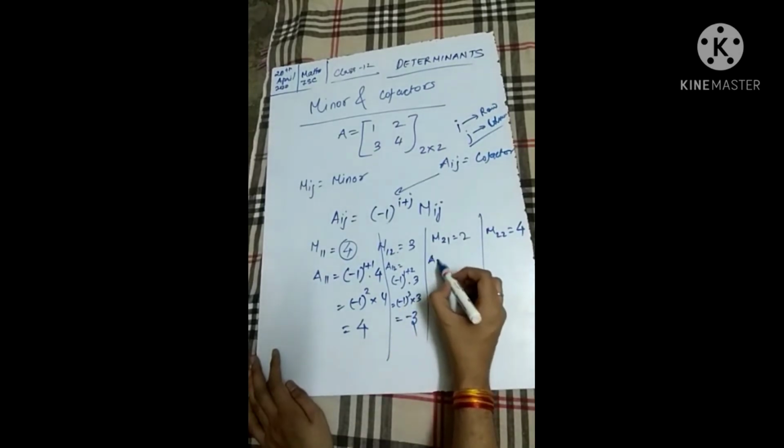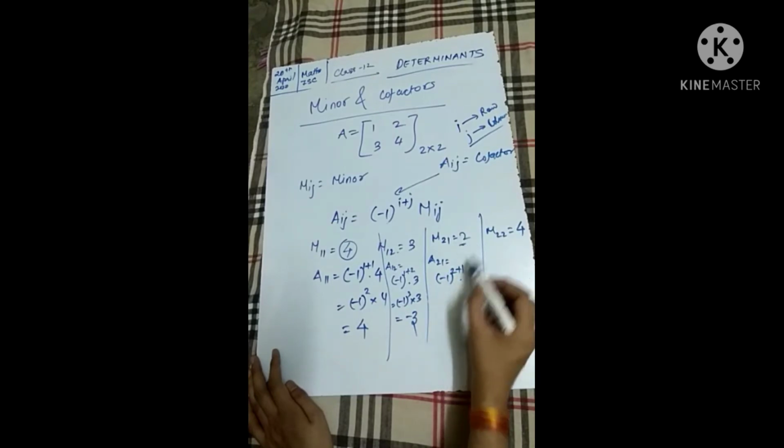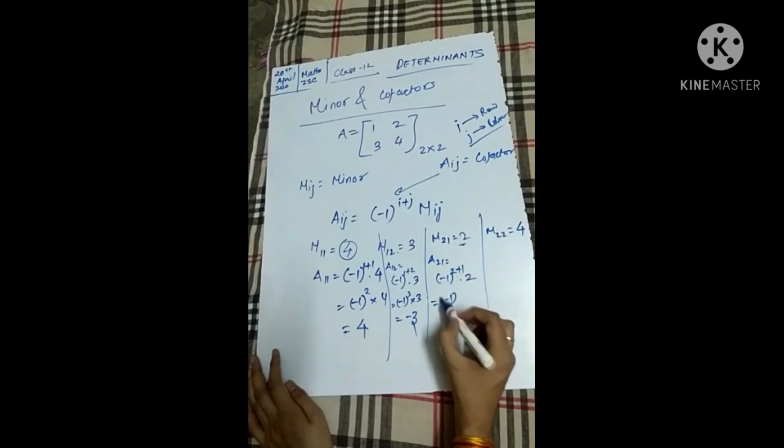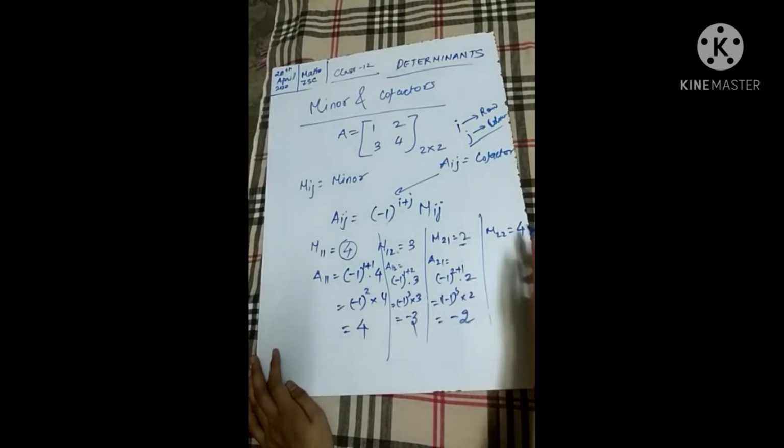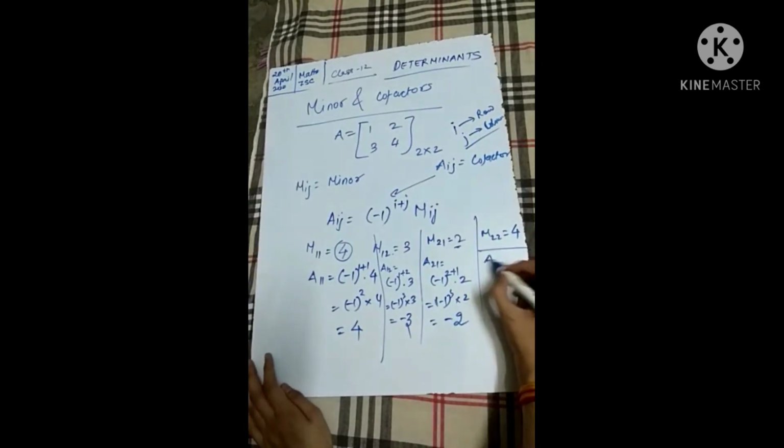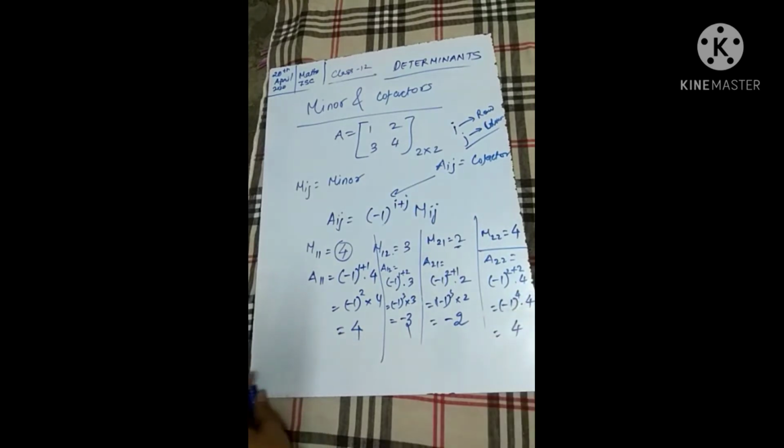Okay, similarly m21 will be what? Minus 1 to the power 2 plus 1. This 1 is 2 cube into 2. This will give you minus of 2. And m22 will give you what? a22, which is minus 1 to the power 2 plus 2, and this is 4, so this will give you 4.